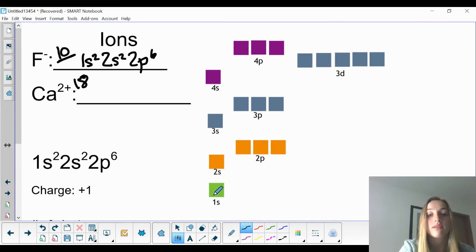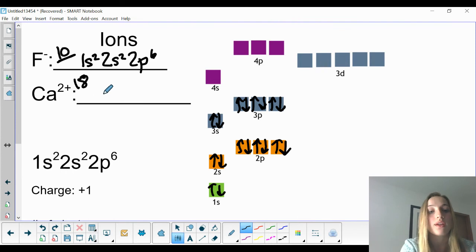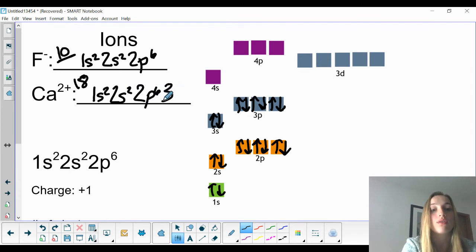So now, same deal, filling it in on my little chart here. 4, 5, 6, 7, 8, 9, 10, 11, 12, 13, 14, 15, 16, 17, 18. Just like we did with our fluorine, we're going to fill in what we put in our boxes. So I have 1s2, 2s2, 2p6, 3s2, and 3p6.